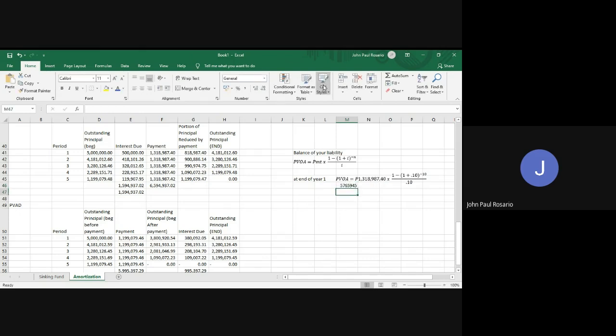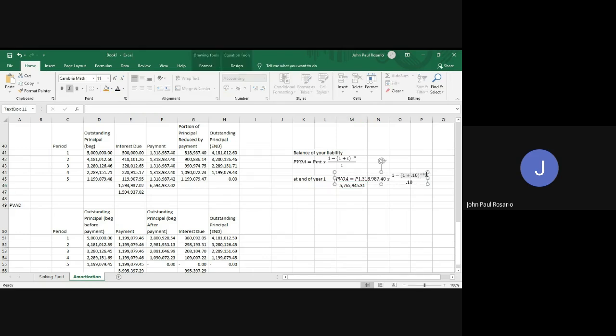Okay. So meaning our present value at the end is our remaining liability.